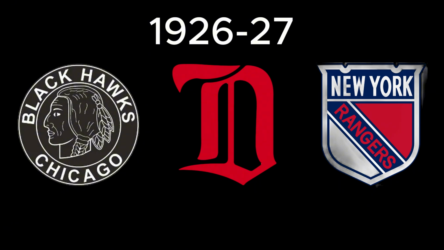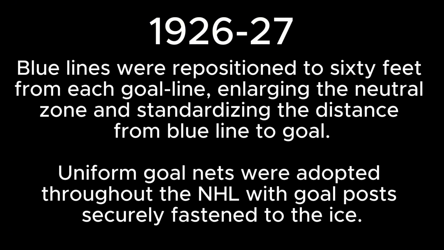10-team league. The league realigned into 2 divisions, the American Division and the Canadian Division. Despite its name, the Canadian Division contained at least 1 team based in the U.S. throughout its existence. Blue lines were repositioned to 60 feet from each goal line, enlarging the neutral zone and standardizing the distance from blue line to goal.